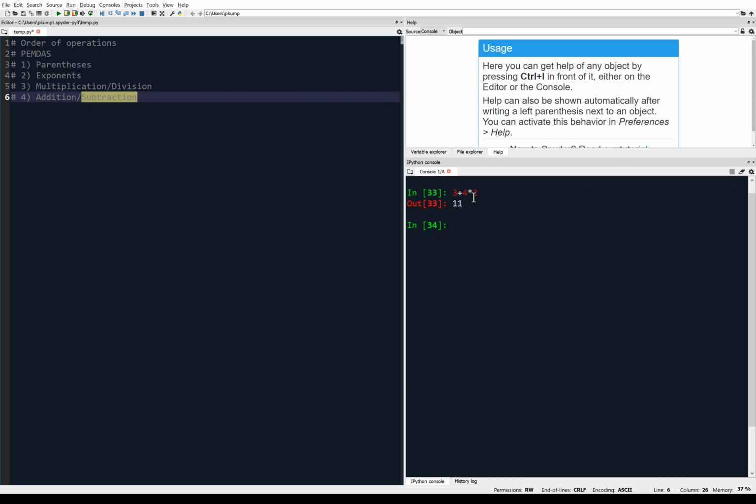So you see we did 4 times 2 because multiplication and division are given priority over 3 plus 4. So it does that first, and then it adds the 3. But if we wanted to do the 3 plus 4 first, we could use parentheses as we would in math class, right? And there we go. So now it takes the 3 plus the 4, adds them to make 7, and then times 2 gives us 14.